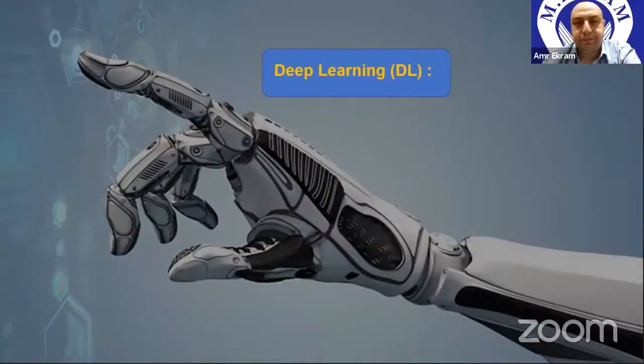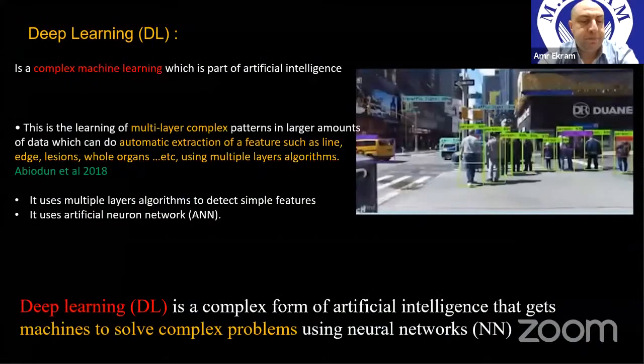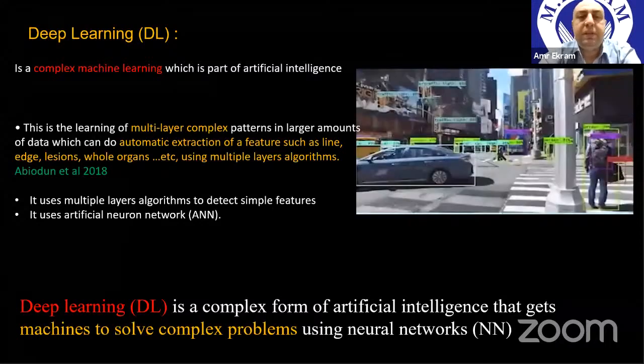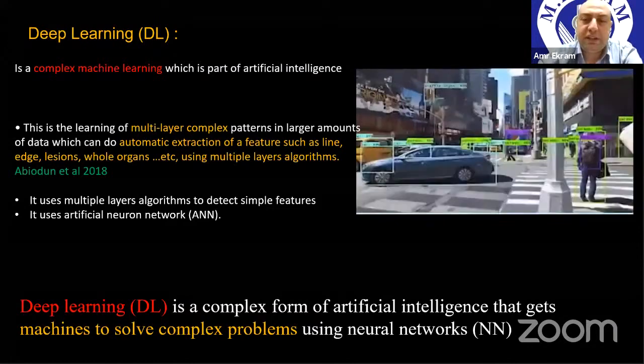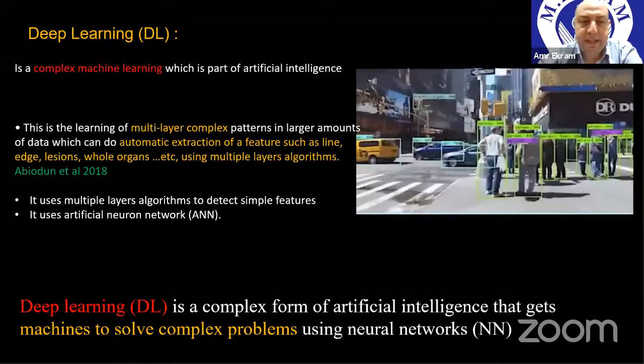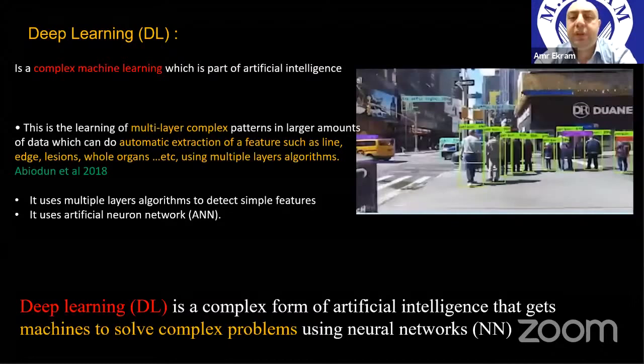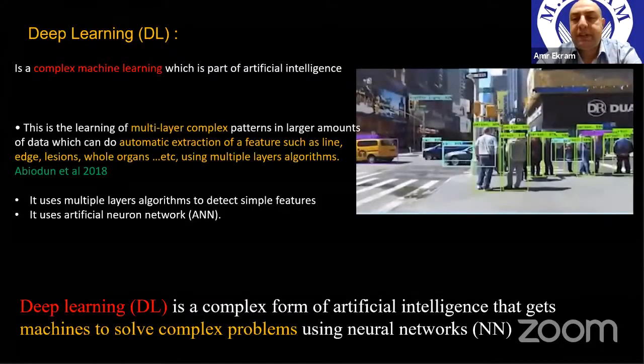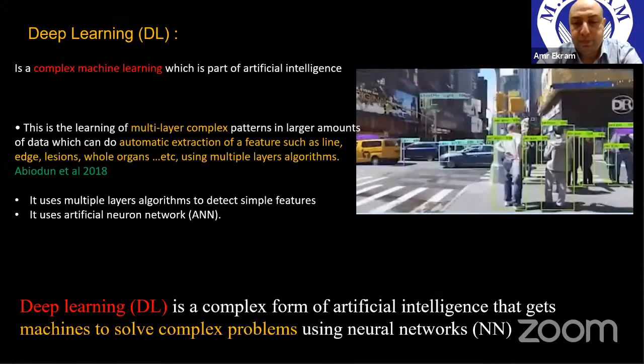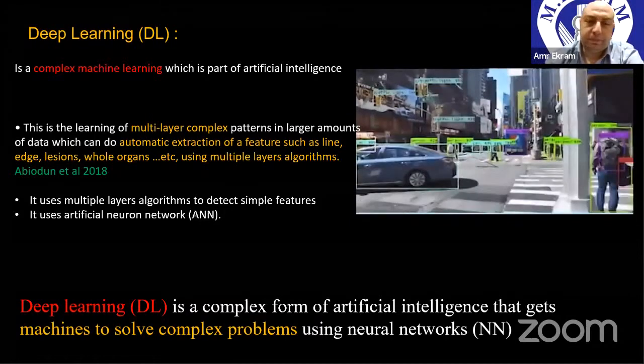What about deep learning? Deep learning, as we said, is a complex feature of machine learning. So when we're talking about deep learning, the computer gets some data, and it will be required to solve complex problems. So, like what?